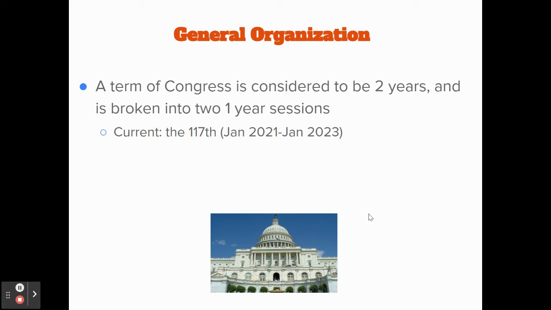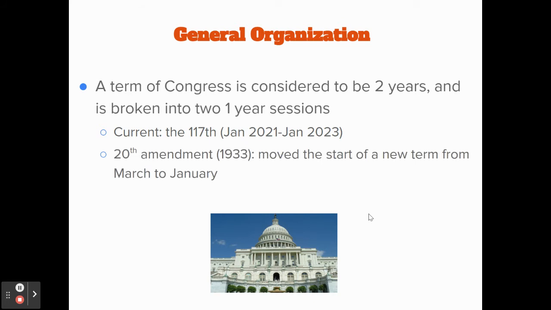And just by giving each Congress this number, this allows us to compare one Congress to another, like how many laws did the 117th Congress pass compared to the 86th Congress or something like that. The other piece of general information is there is an amendment that's related to congressional terms, and that's the 20th Amendment, which was ratified in 1933. This moved the start time for a new term from March to January.